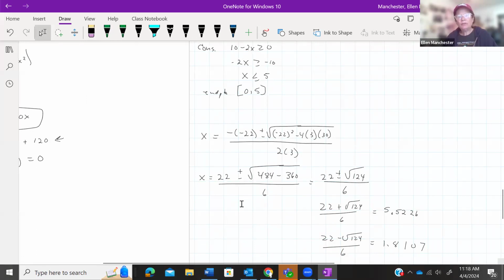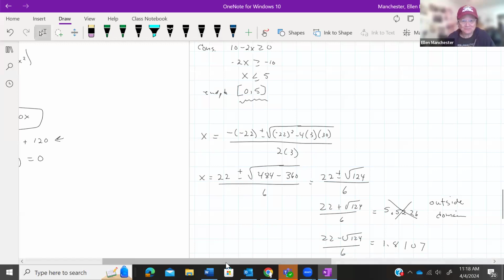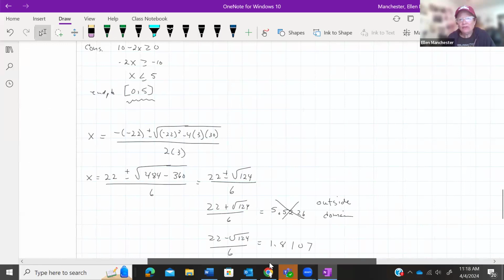Okay, so if you notice, this is why you always do the endpoints. If I didn't have the endpoints, then I would use this 5.52, and that probably would be my maximum. But because 5.52 is outside my domain, I don't need to use it. So you only use the critical point that's within the domain. Okay, so any questions on that?